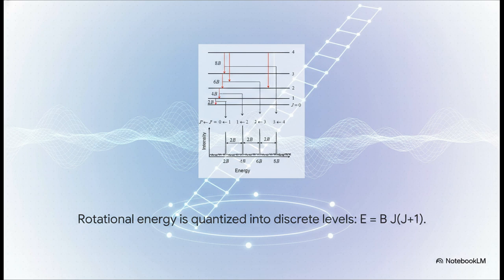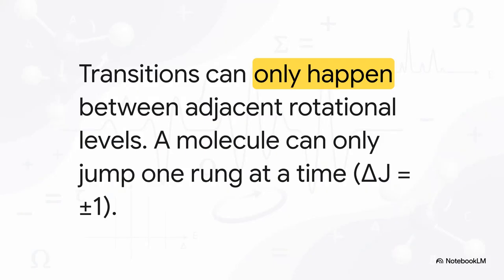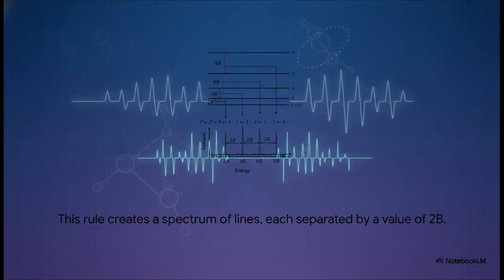And when it comes to jumping between these rungs, there is a very strict rule. A molecule that absorbs a microwave photon can only jump up one energy level at a time. It can't skip a rung. That's it. This is called the selection rule, and it's the absolute key to the pattern we see in the spectrum. And this is how that simple rule creates our barcode. A jump from level 0 to 1, that gives us a line at 2B.